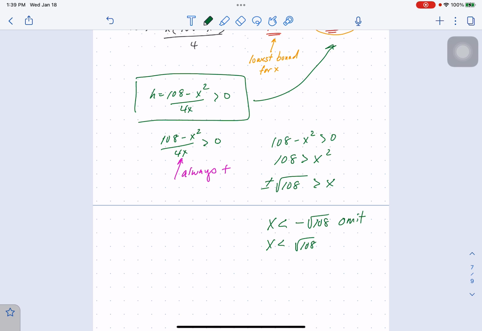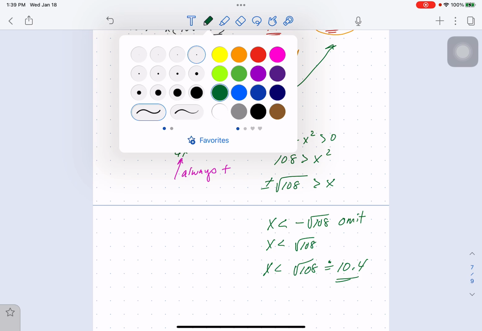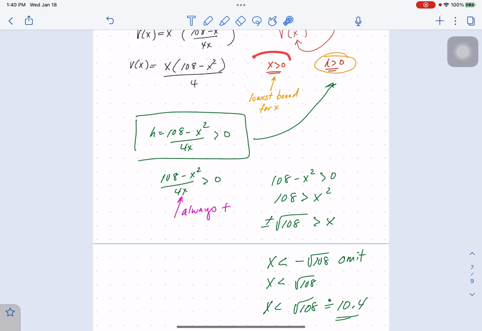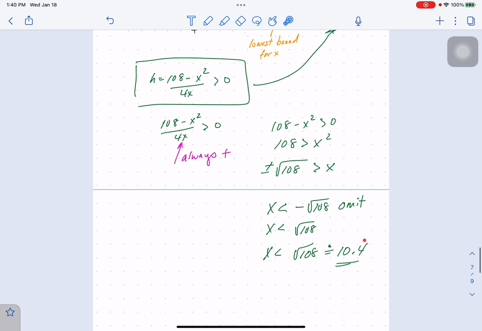Now, I think it was Luca in class that got upset when I took 108 and square rooted it, and I estimated it as approximately being 10.4. But hey, we're okay. We're going to estimate that at approximately 10.4, or we can leave it as root 108. And you know what? He's right. He's right. That is exact, and mine is an estimate. So what we know so far is that x needs to be greater than 0, but it's going to have to be less than the square root of 108.